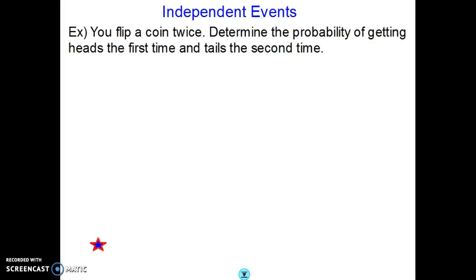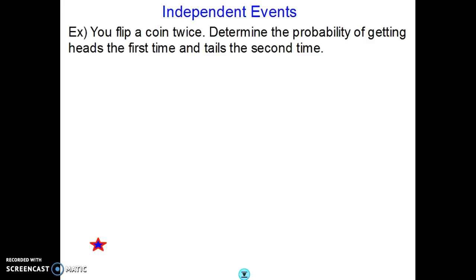So we'll start with an independent event example. You flip a coin twice, determine the probability of getting heads the first time and tails the second time. So let's think about what's going on here. If we flip a coin and we get heads the first time, does that change the probability of getting tails the second time? Well, as long as we're dealing with a fair coin, it doesn't, right?